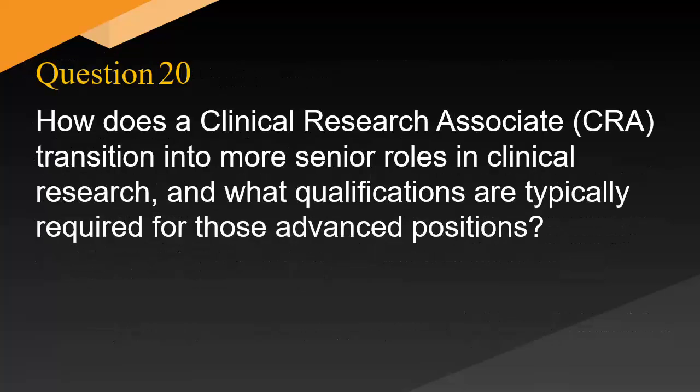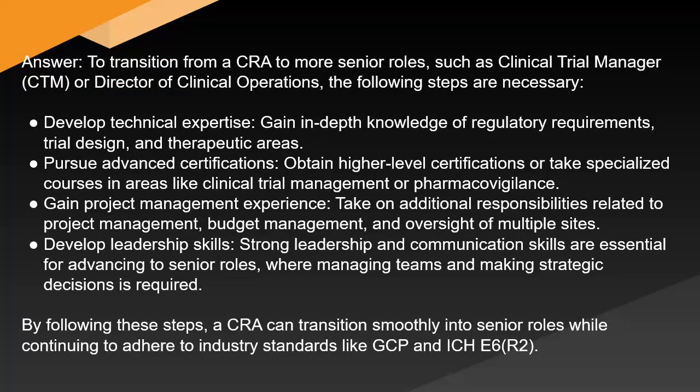How does a clinical research associate (CRA) transition into more senior roles in clinical research, and what qualifications are typically required for those advanced positions? Answer: to transition from a CRA to more senior roles, such as clinical trial manager (CTM) or director of clinical operations, the following steps are necessary. Develop technical expertise: gain in-depth knowledge of regulatory requirements, trial design, and therapeutic areas. Pursue advanced certifications: obtain higher-level certifications or take specialized courses in areas like clinical trial management or pharmacovigilance.